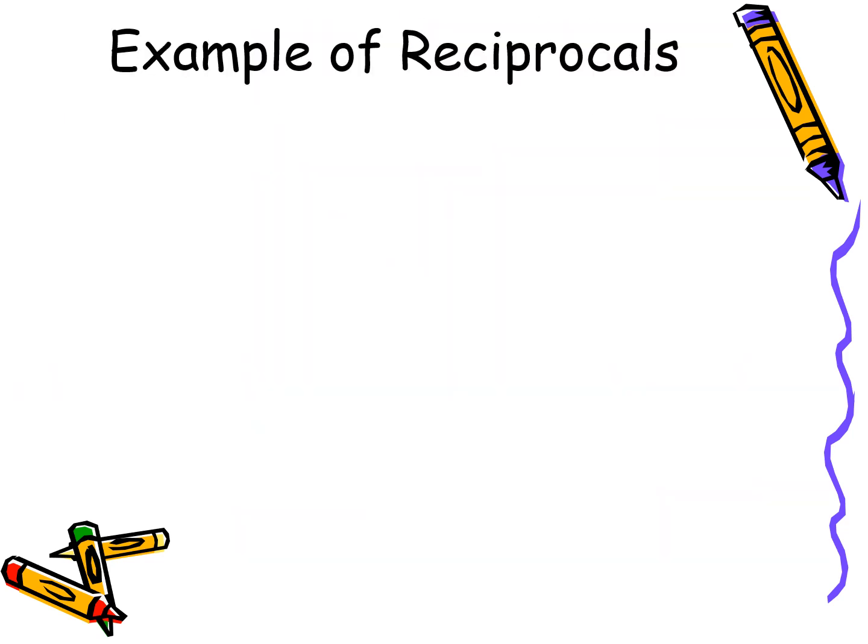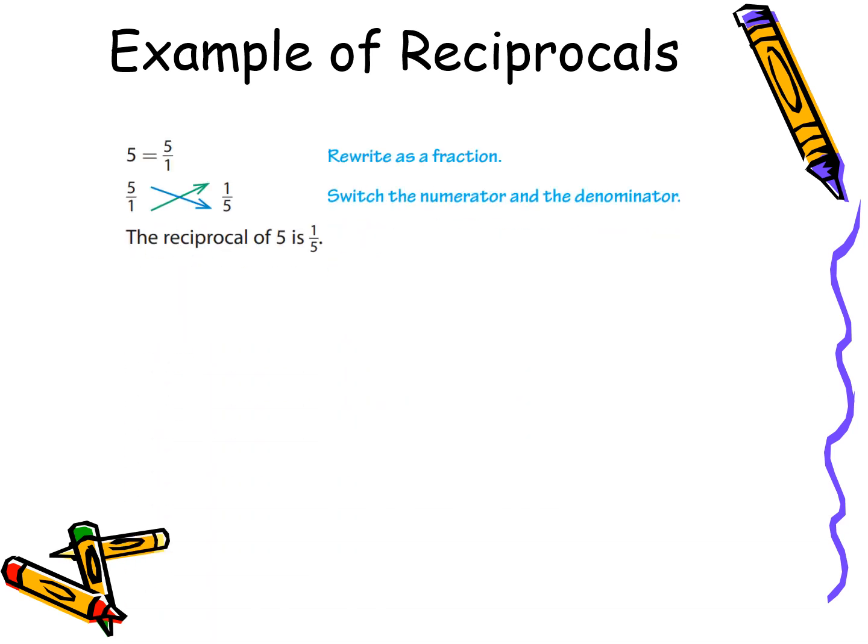Example of reciprocals. Here we have a whole number, 5. Best to write the whole number as a fraction. So this whole number rewritten as a fraction is 5 over 1. To find the reciprocal, you will switch the numerator and the denominator. So the reciprocal of 5 is 1 over 5.